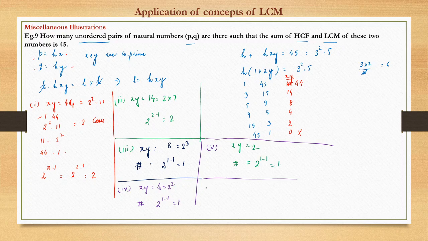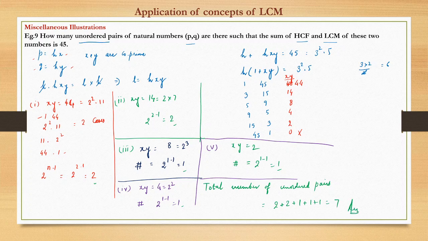So total number of possible cases is how much? How many? Total number of pairs, unordered pairs. For every value of x and y, there will be a value of p and q, right? So unordered pairs becomes 2 plus 2 plus 1 plus 1 plus 1, right? Which is nothing but 7. So 7 is the required answer.